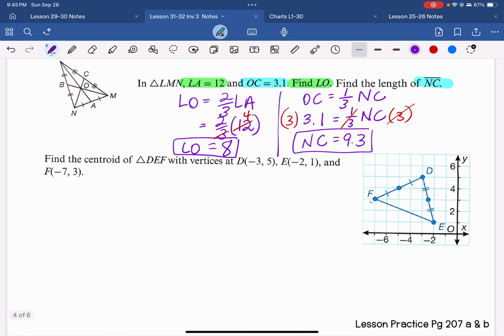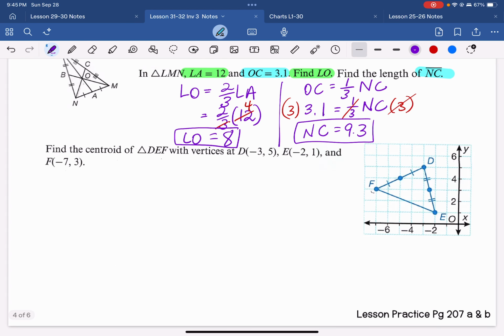Okay. This is a more challenging problem, but we're going to do it together so that you feel comfortable. It says find the centroid of triangle DEF. So DEF. So this triangle right here.